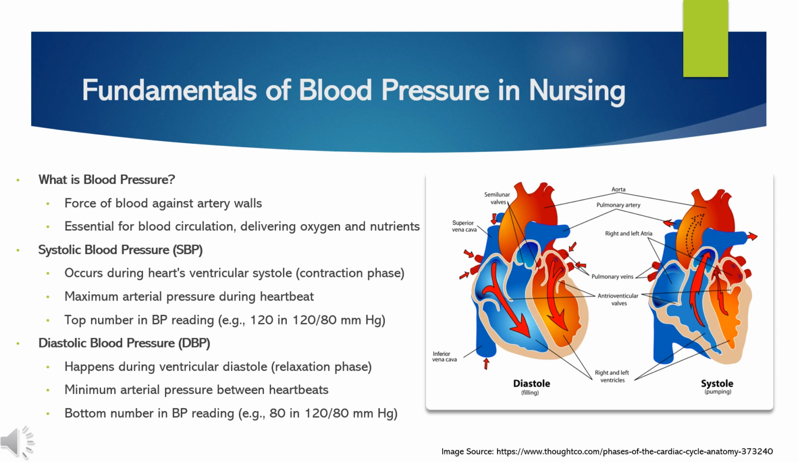Systolic blood pressure represents the maximum pressure exerted in the arteries. It's the top number in a blood pressure reading. For example, in a blood pressure reading of 120 over 80 millimeters of mercury, 120 is the systolic blood pressure.